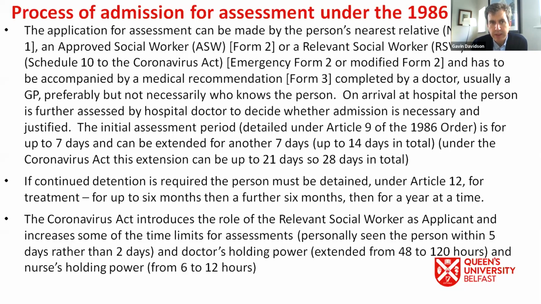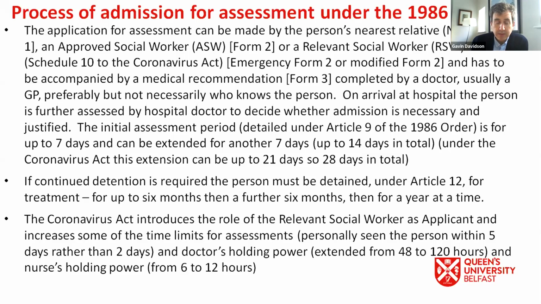The application can also be completed by an approved social worker, so that's someone who's completed the approved social work programme, and they are approved by their trust. If that's the case, they would complete Form 2, or now under the Coronavirus Act, a relevant social worker. If it's a relevant social worker completing the application, they use the emergency Form 2, or they can modify an ordinary Form 2, but it's much easier, obviously, to use the format provided in the emergency code. And they also have to complete 2A, which is the relevant social worker statement.